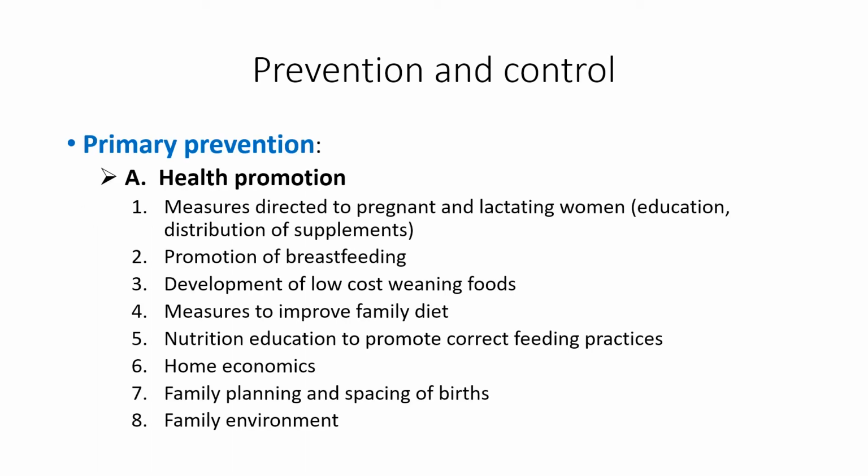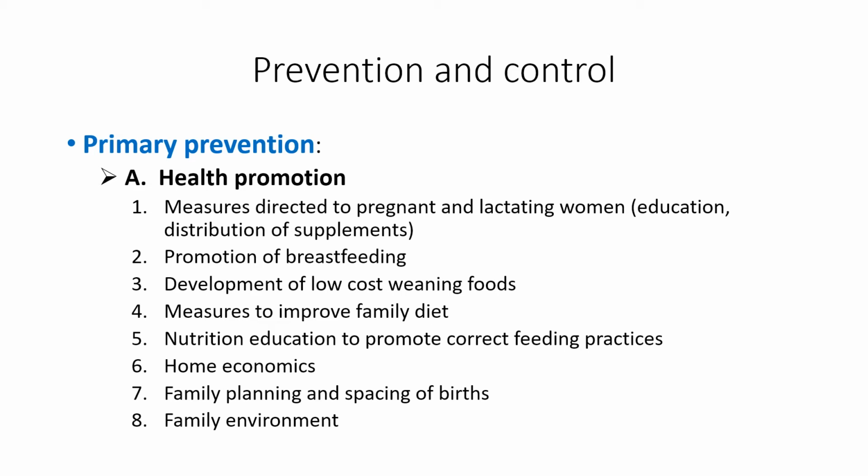Now within primary prevention, one method is called health promotion, where the health is promoted. That is, before the disease has occurred, you improve the health of the child so that protein energy malnutrition does not occur. What are the steps within health promotion? One is measures directed to pregnant and lactating women. That is, educating them about the importance of breastfeeding, about the importance of complementary feeds, till what age breastfeeding should be continued, when complementary feeding should be started, all that.